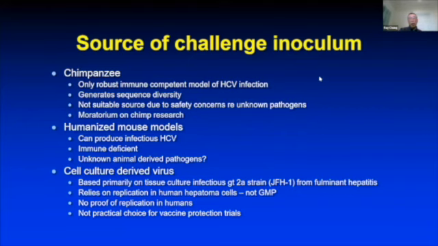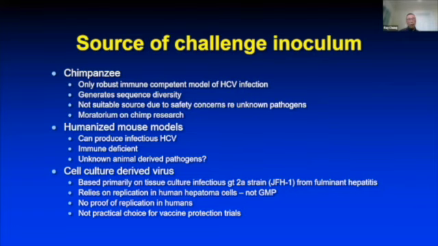Well, there are a variety of potential sources, including, of course, the best characterized animal model, the chimpanzee, which is the only robust immune competent model for hepatitis C infection, capable of generating sequence diversity. But unfortunately, between the moratorium on chimp research as well as safety concerns regarding potential passage of unknown pathogens, the chimpanzee is no longer a viable option as a source of an inoculum.